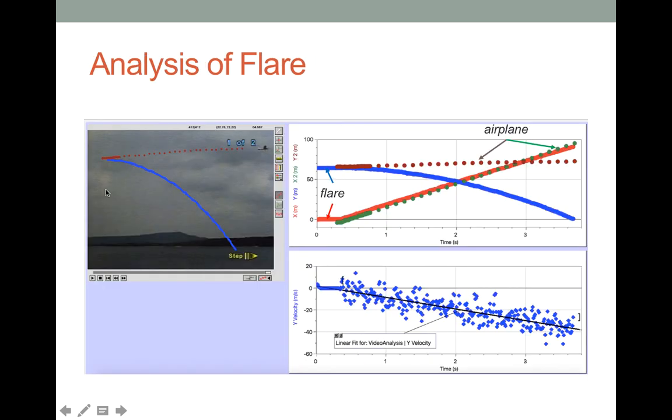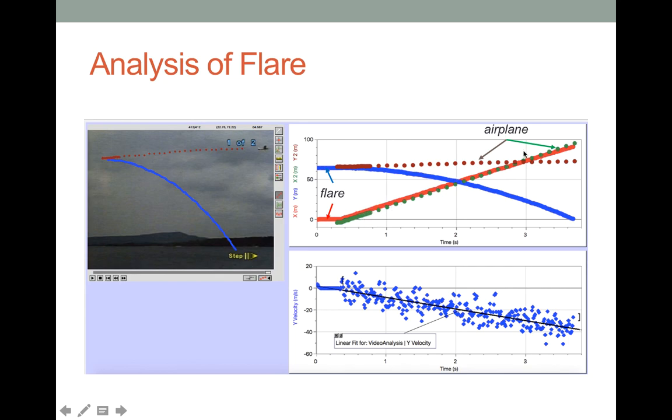What I then did was a frame-by-frame video analysis of the airplane and the flare, and the results are shown right here. The airplane and the flare both had more or less the exact same velocity. The horizontal velocity of the flare turned out to be the slope of this red line right here, which is the horizontal position of the flare as a function of time. That slope ends up being 27.3 meters per second.